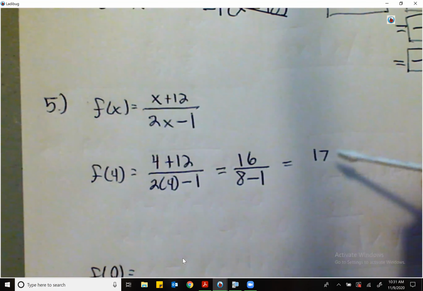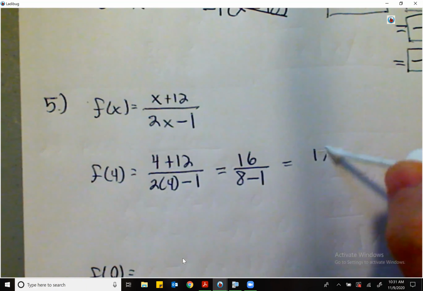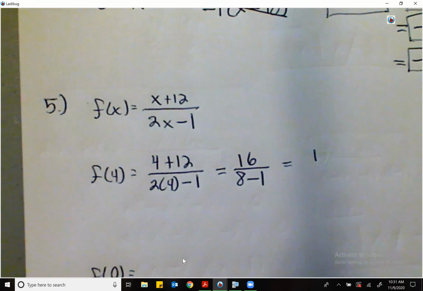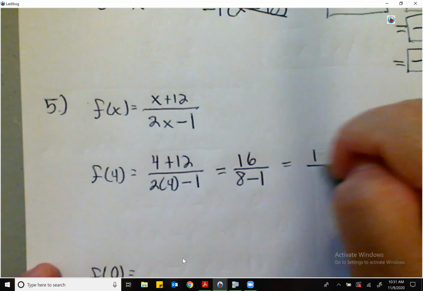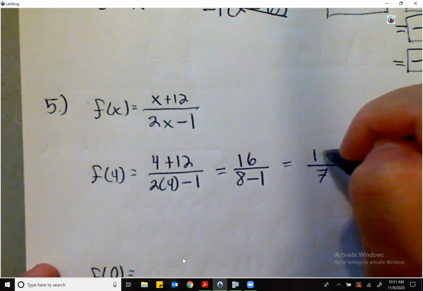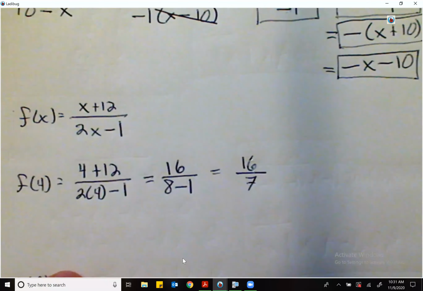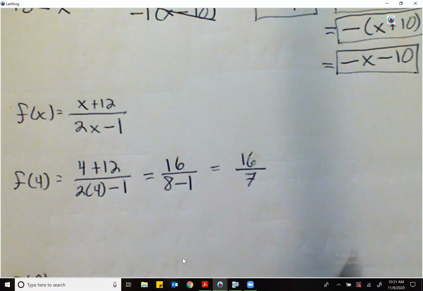You have 17. No, it says 16 over 7. It's just going slow. Oh, am I running slow? Yeah, it's very laggy. I'm so sorry. Is it caught up now where it says 16 over 7? Yeah. So does that reduce? No. So that's your answer for f of 4.